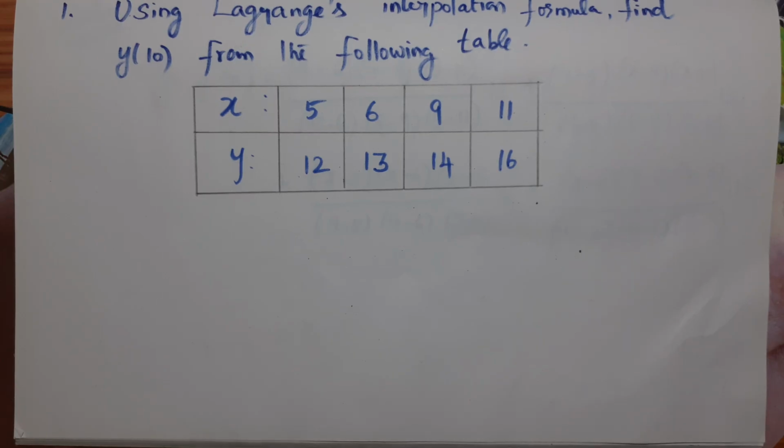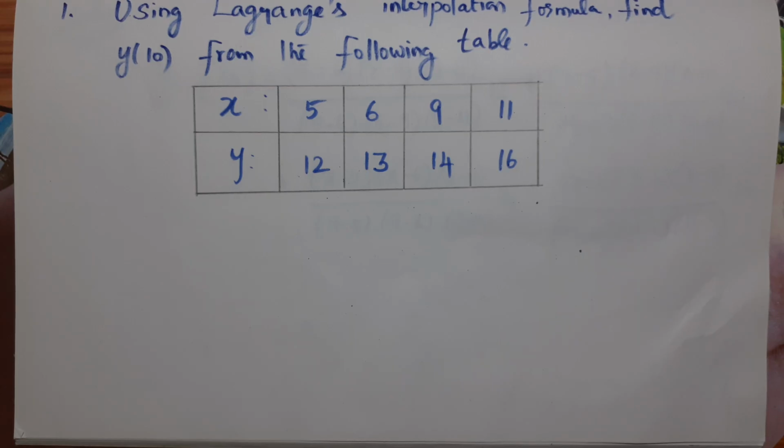Now come to the problem. Using Lagrange's interpolation formula, we are going to find y of 10 from the following table. The x values are 5, 6, 9, 11 and the y values are 12, 13, 14 and 16. Already I told you when I started, this Lagrange's formula is mainly for unequal intervals, but we may use that for equal intervals too. But if it is unequal, only this formula is applicable.